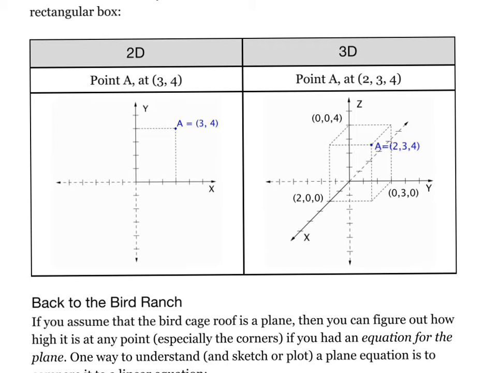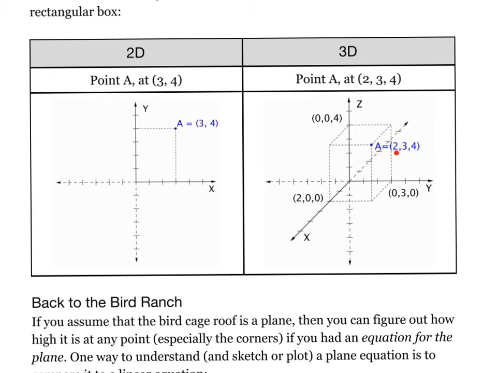One way you can find this point in the plane is to locate the x coordinate on the x-axis and draw a vertical line. Locate the y-coordinate on the y-axis and draw a horizontal line. And where the horizontal and the vertical lines meet, that's where you draw your point. You can do the same thing in 3 dimensions.